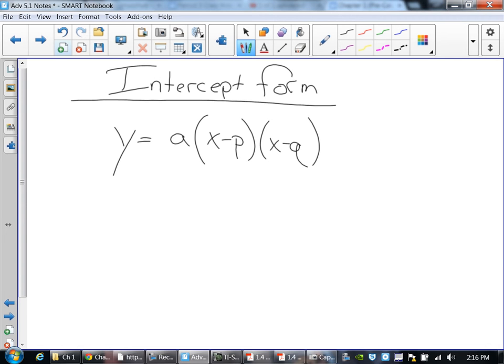And what this means is that p and q, you gotta mind your P's and Q's. I don't know what that means.